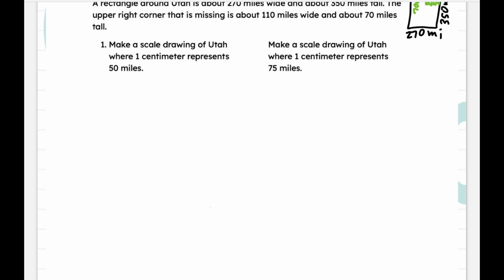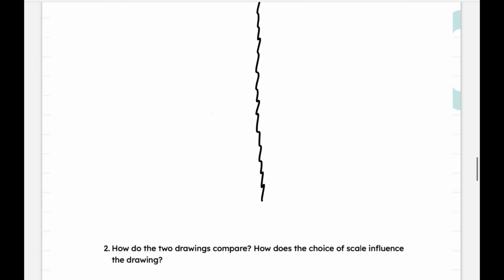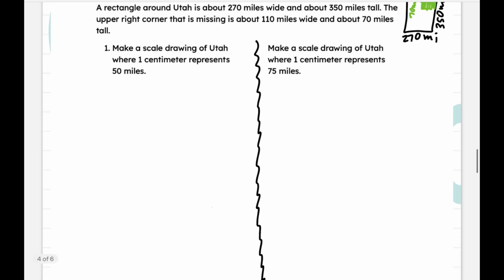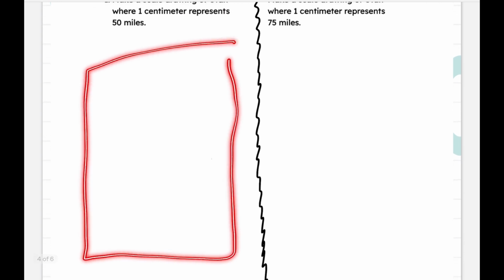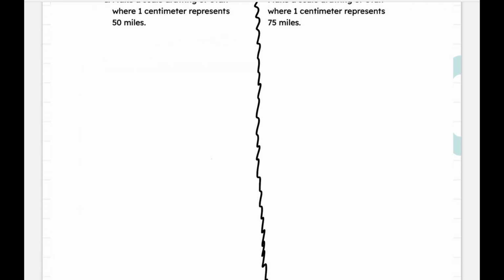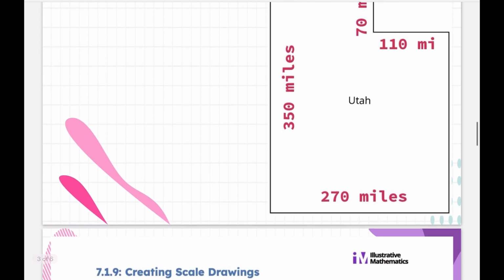So the first thing I need you to do, if you're following along with me, I need you to split that paper in half so that we have enough space to do both of those versions. I don't want to overflow and take up more space than I need. So we're going to split that up. And now I'm going to focus on this one first, where 1 centimeter represents 50 miles. Now, because this is where I need to draw Utah, I'm going to have to list all of my information somewhere else. So I'm going to come up here and I'm going to write all of this down here.